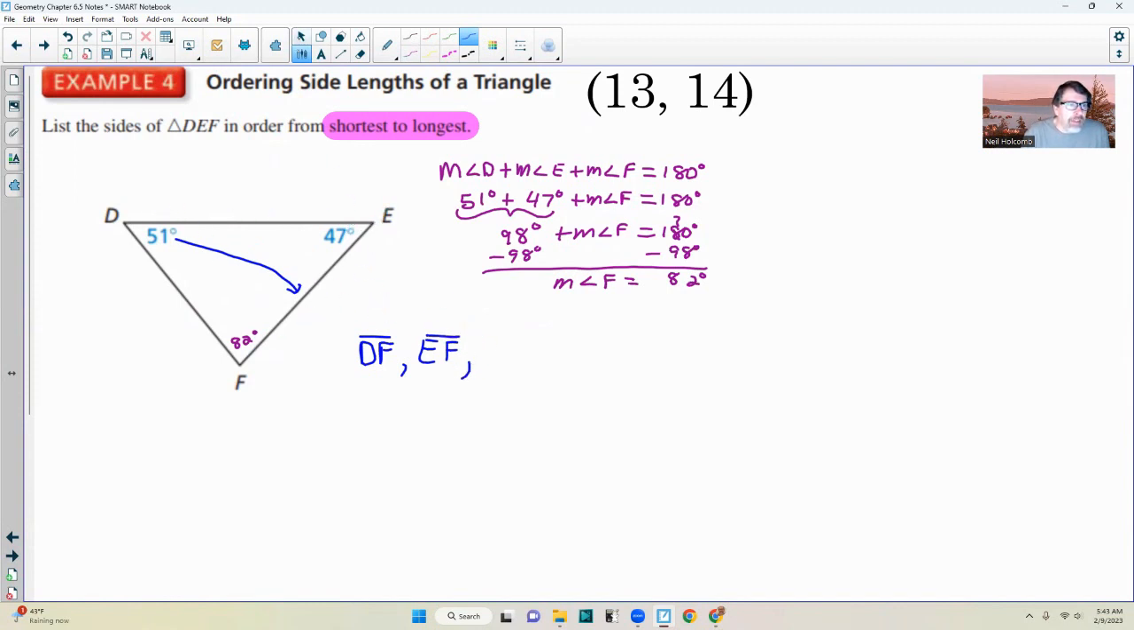And then the last one is by elimination. There's only one side left. Opposite the 82-degree angle is the longest side, DE. So listing the side lengths from shortest to longest: DF, EF, DE. That's how you do it. And now you should be able to do problem numbers 13 and 14.